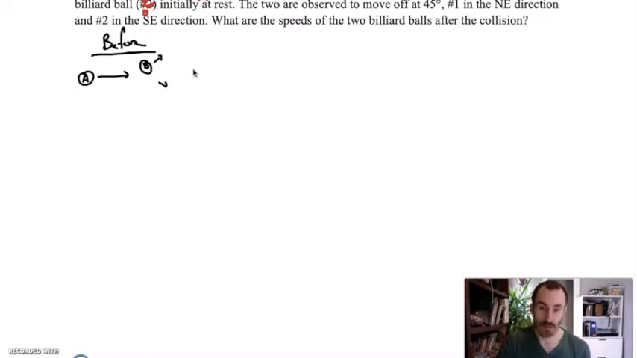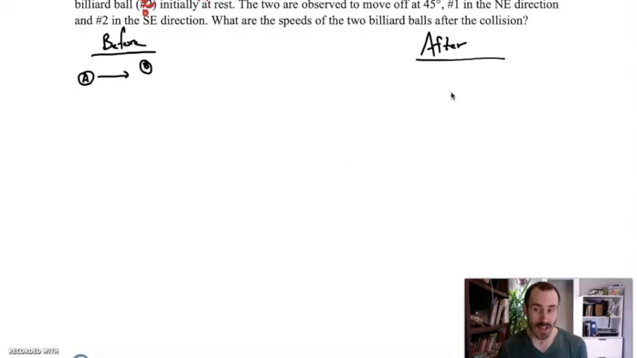Now, in the after section, so after collision, it says that they are observed to move off at 45 degrees, A in the northeast direction and B in the southeast direction. So I actually drew this the wrong way. A should be glancing off the top of B and not the bottom of B. But we'll fix it now.